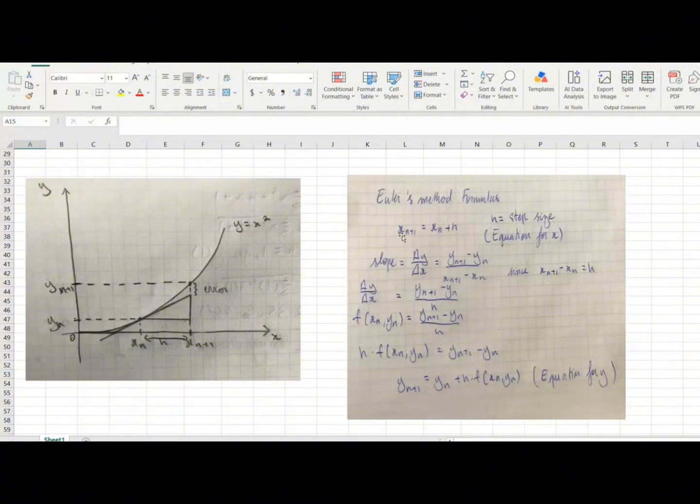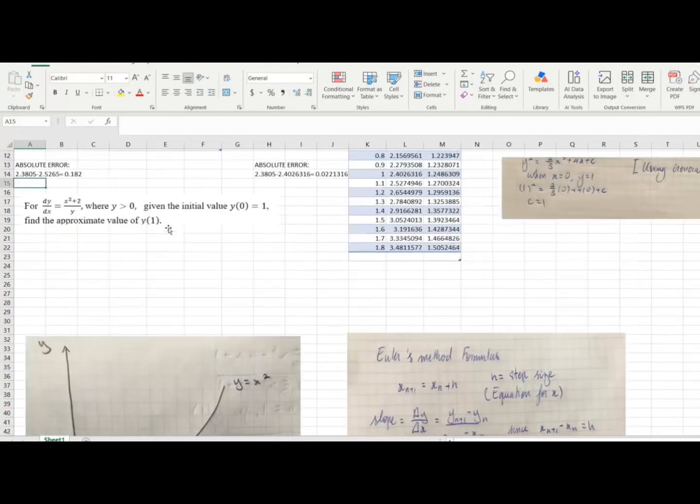We can derive Euler's method formulas as seen here. For the x value, we just take the initial value plus the step size, as seen from the graph. Since the slope is rise over run, which is the difference in y over the difference in x, we can derive a formula. The change in x is just our constant step size, and the slope is determined by our differential equation function f of xn, yn. We substitute both to get the equation yn plus 1 equals yn plus h times f of xn, yn.